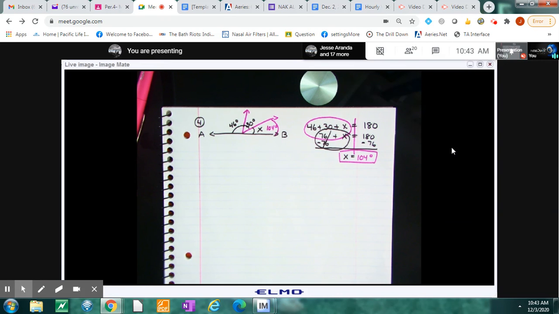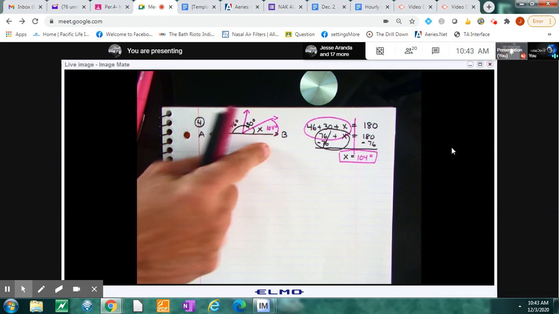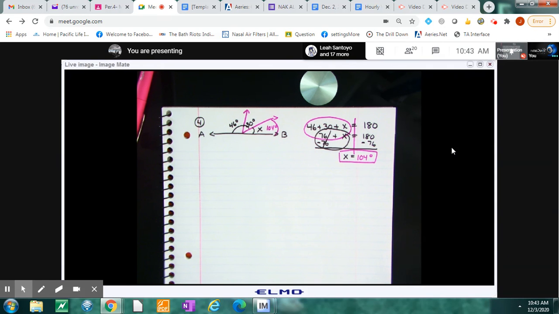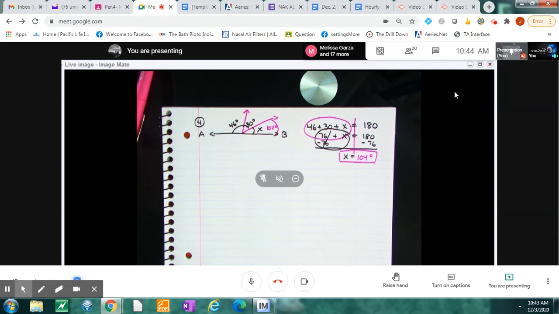So when you add up, it's not drawn to scale. Mister, how could it be 104 if that's only a little section? It's not drawn to scale. All right, sorry. So as long as you understand it, yeah, it should have been the other way around, right? This should have been 30, 46, and so forth.